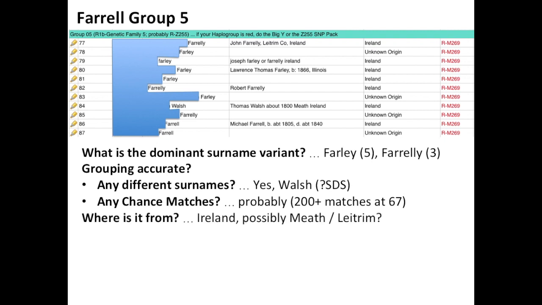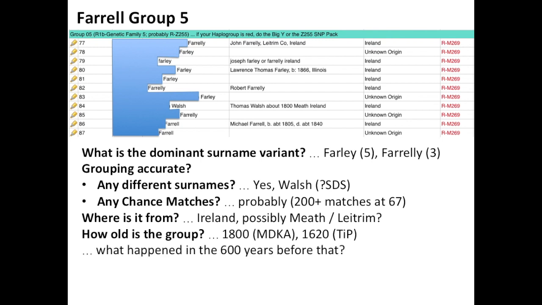They're possibly from Leitrim, from Meath, but not everybody's put in their most distant known ancestor information. The most distant known ancestor from the group is 1800. The tip tool is suggesting 1620. But what happened for the 600 years before that? Where did this group come from? At this point, we don't really have any idea.